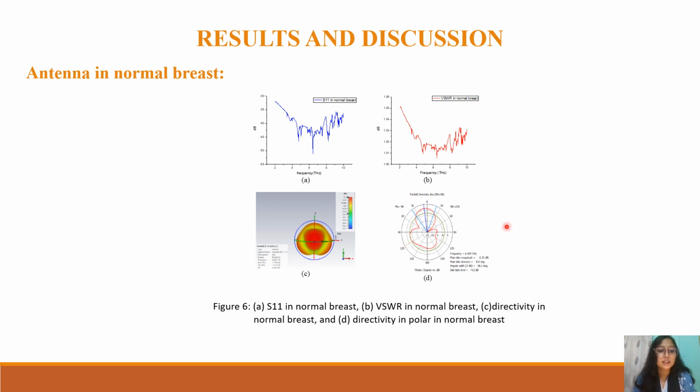And figure 6d displays the polar far-field pattern, highlighting a primary lobe magnitude of 6.32 dBi. The angular breadth of the primary lobe spans 58.1 degrees, positioned at an inclination of 8 degrees.